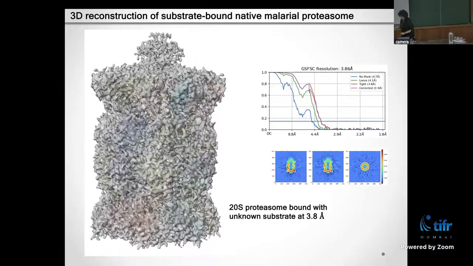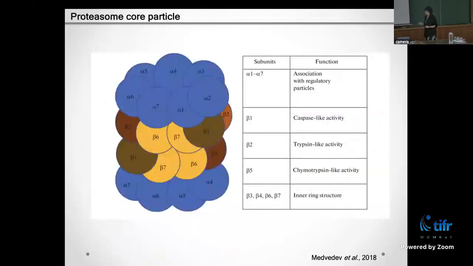But to answer the question, this is essentially what proteasome looks like. There are 4 rings. The central 2 rings are beta rings, and then we have 2 alpha rings, the cis alpha and the trans alpha. And we did quite a lot of comparison with the mammalian proteasome as well as malarial parasite proteasomes. The recombinant structures are solved.